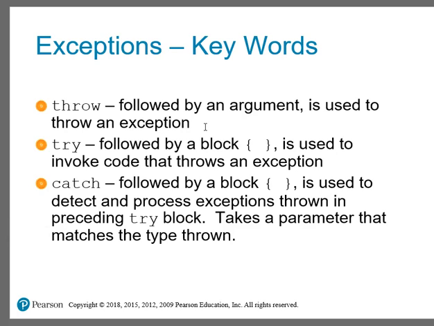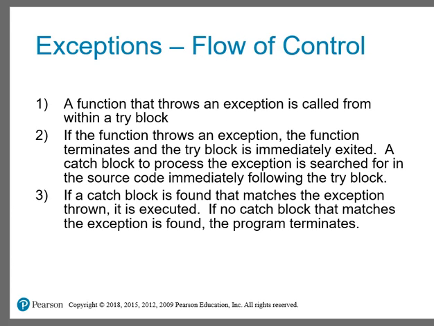When we work with a throw statement, it is followed by an argument, and it's used to throw what's called an exception. The try is followed by a beginning and ending curly brace block, and it's used to invoke the code that throws an exception. The catch is followed by a block with curly braces, and it's used to detect and process exceptions that are thrown in the preceding try block. It takes a parameter that matches the thrown type, so you have to match up parameters.